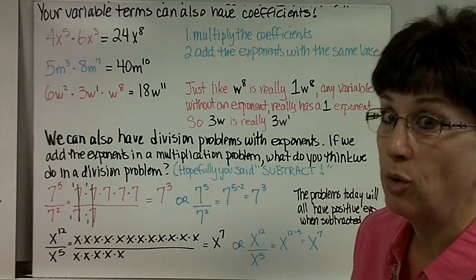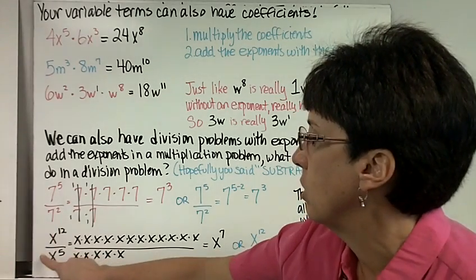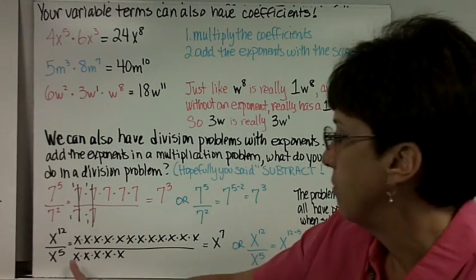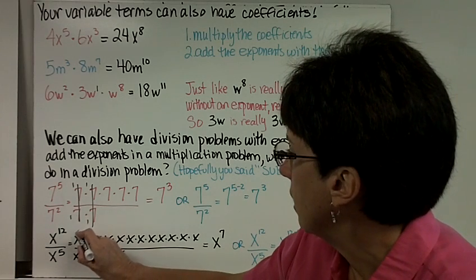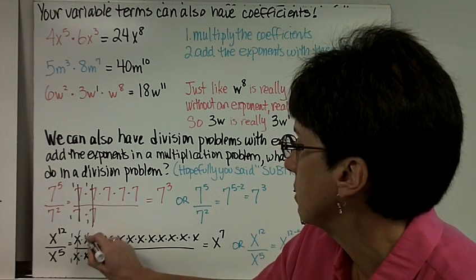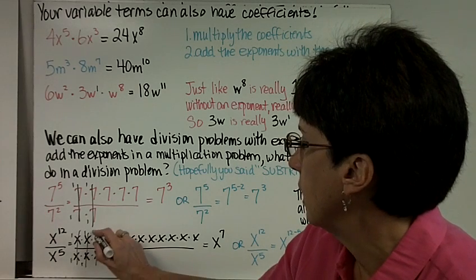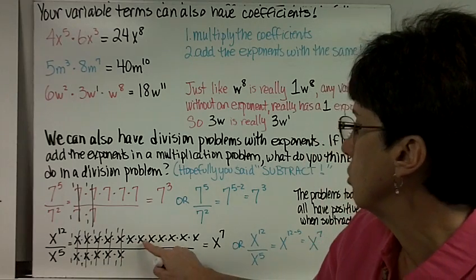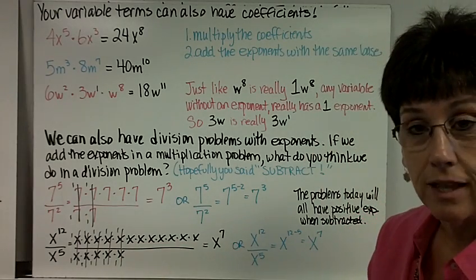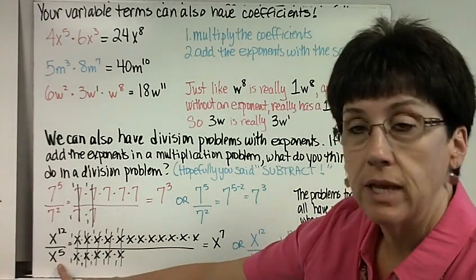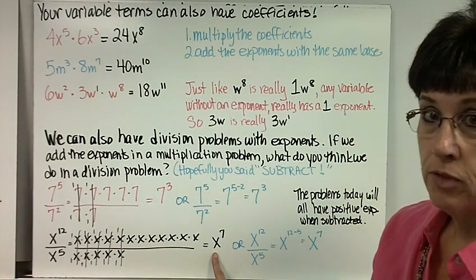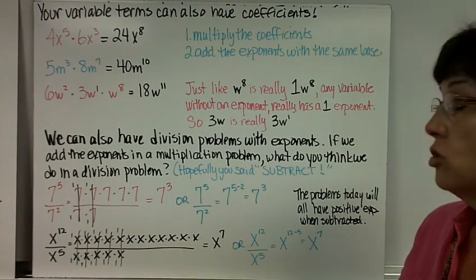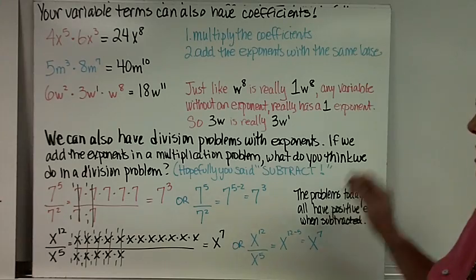Here's one more to really illustrate why we don't want to write it all out. X to the 12th over x to the 5th. So I have to write 12 x's in the numerator and 5 x's in the denominator, and then anything over itself cancels out and is 1. So I can cancel out 5 sets of x's, and then I have 1, 2, 3, 4, 5, 6, 7 x's left. So x to the 12th divided by x to the 5th is x to the 7th. Or shorter, x to the 12th divided by x to the 5th equals x to the 12 minus 5, which is x to the 7th.